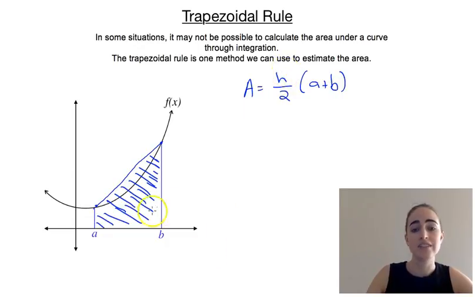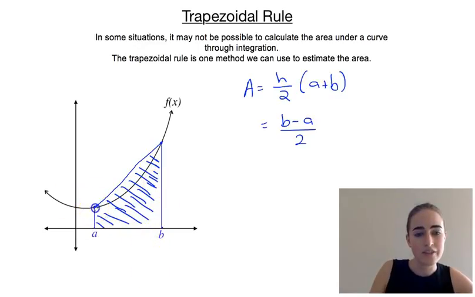Now h is the distance between our two parallel sides, the perpendicular distance. So that's the distance from a to b. So that h is going to be b minus a. So that distance along there. Now our a and b in this formula, which are different to these ones, makes it a little bit confusing, but these stand for the lengths of the parallel sides in our trapezium.